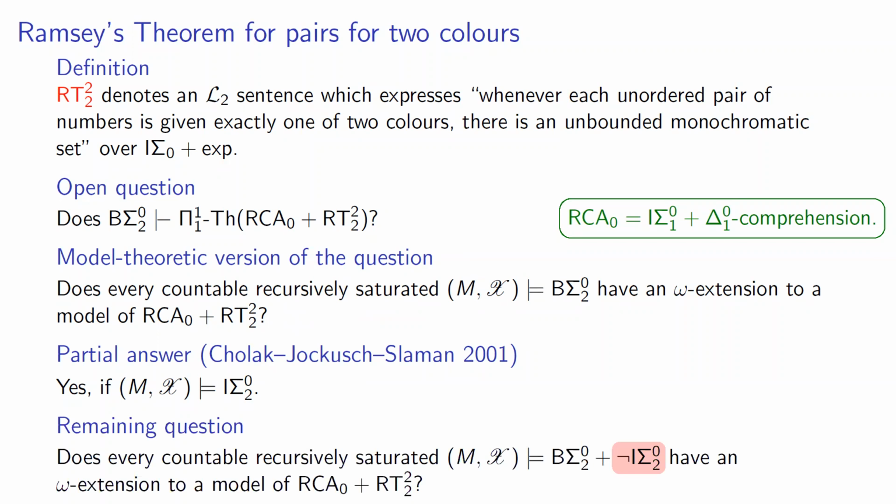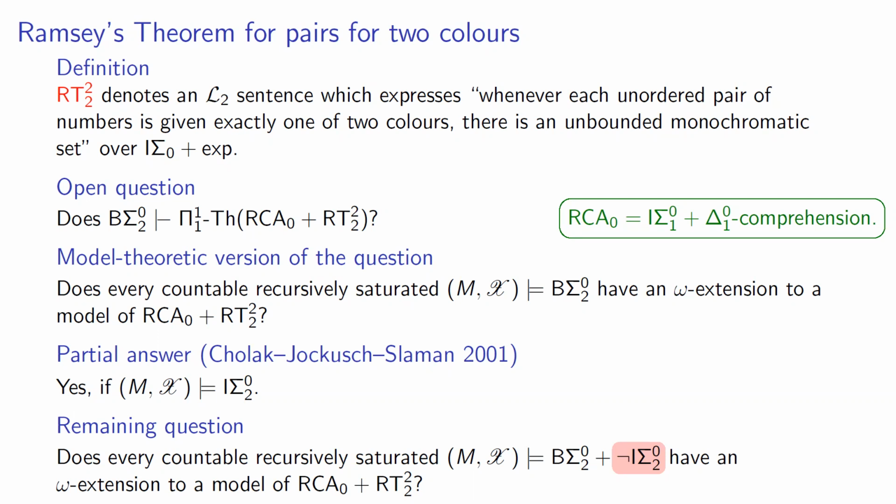So the remaining question is, if we do not have this more induction, if we do not have IΣ02, is it true that if we have a countable recursively saturated model of BΣ02, not IΣ02, can we always omega extend to a model of RT22? This is the remaining question. So you see, this negation of an induction axiom appears very naturally here.